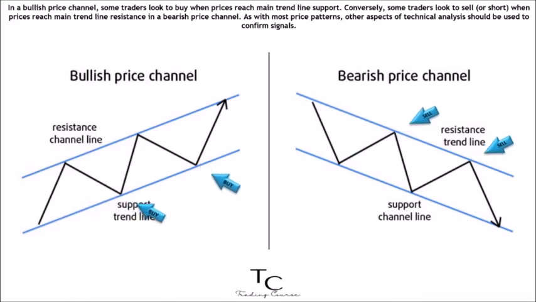In a bullish price channel, some traders look to buy when prices reach main trend line support. Conversely, some traders look to sell or short when prices reach main trend line resistance in a bearish price channel. As with most price patterns, other aspects of technical analysis should be used to confirm signals.